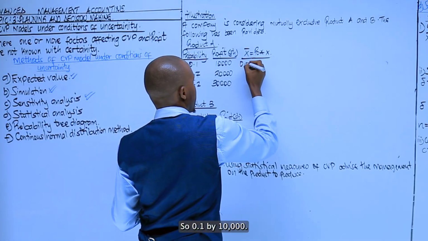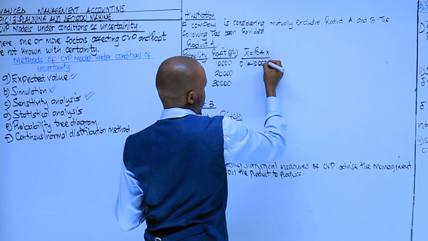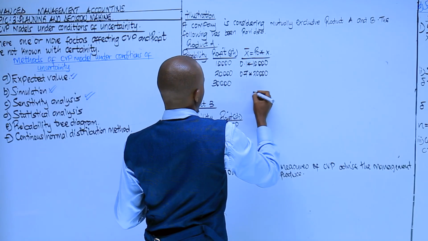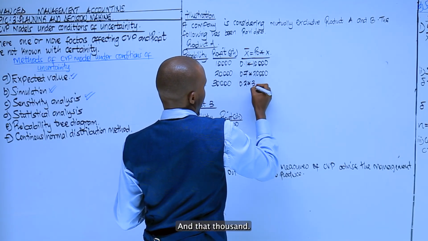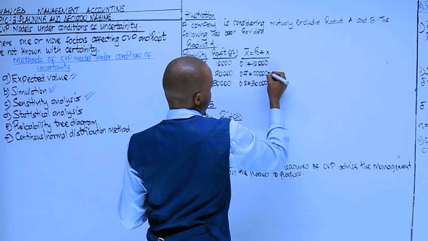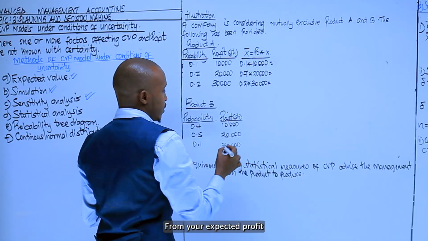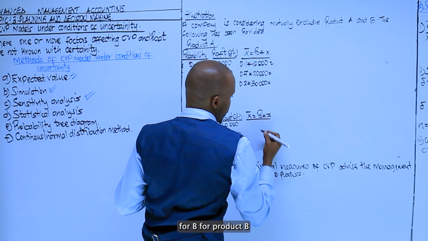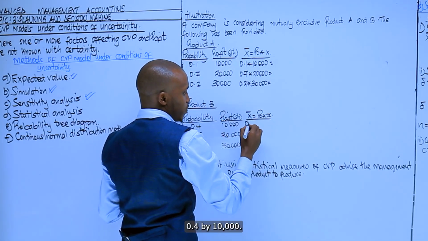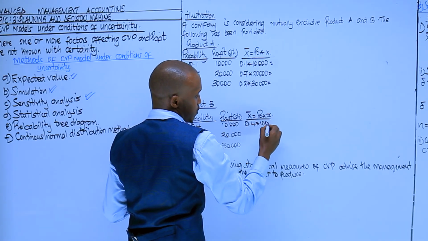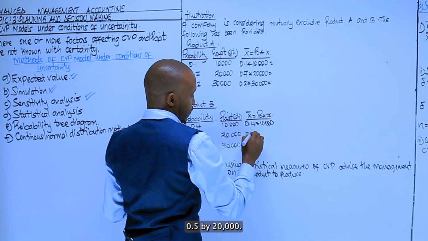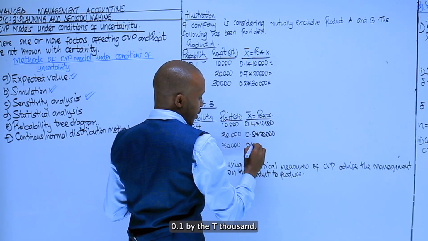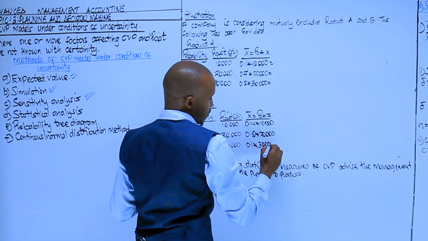So 0.1 by 10,000, 0.7 by 20,000, 0.2 by 30,000. Your expected profit for product B: 0.4 by 10,000, 0.5 by 20,000, 0.1 by 30,000.